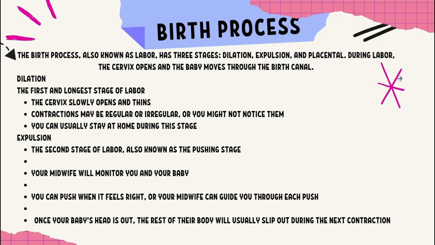So the birth process, also known as labor, has three stages: the dilation, expulsion, and placental. So during labor, the cervix is going to open and the baby is going to move through the birth canal. So the first thing is dilation. This is the first and longest stage of labor. Have you ever watched maybe YouTube or some movie and you hear the doctor say 2 centimeters dilated or 3 centimeters dilated? But it's basically this. So this is the first part of the birth process.